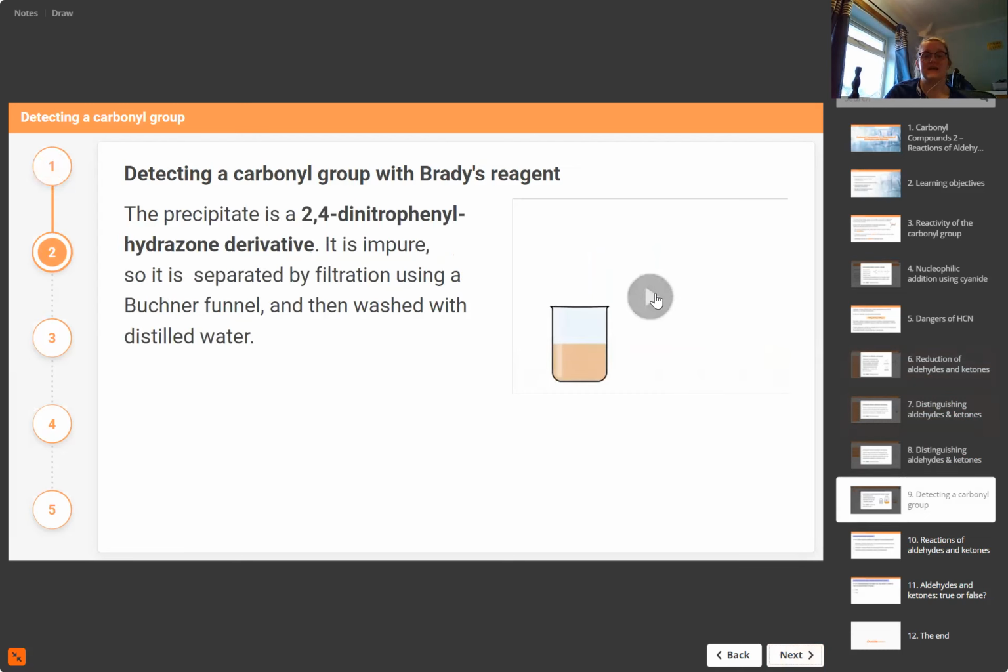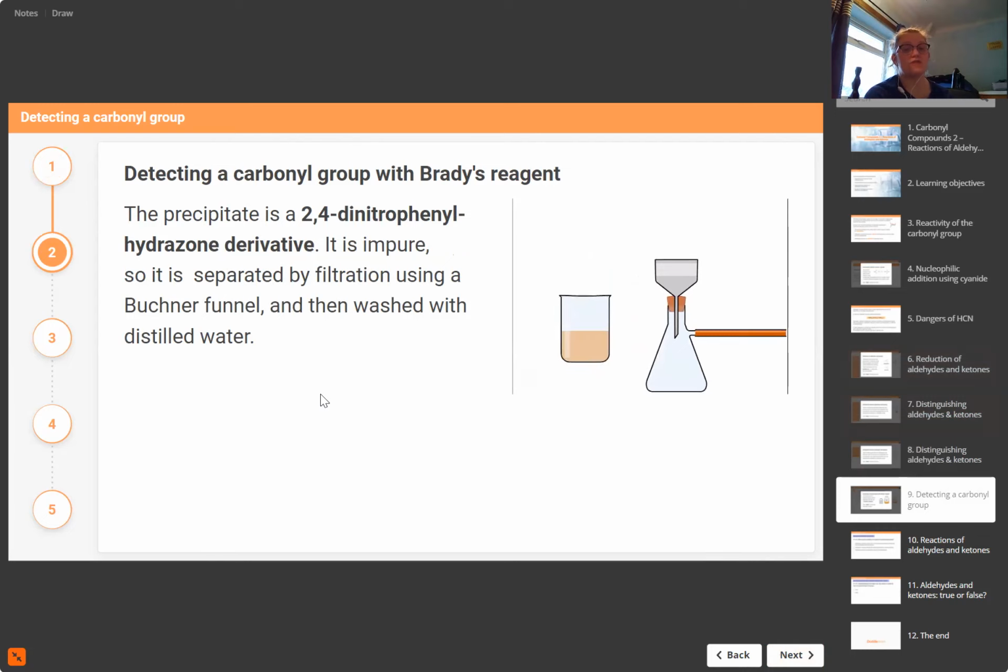The precipitate is a 2,4-dinitrophenylhydrazone derivative. It's impure, so it is separated using filtration, and we use a Buchner funnel and then wash this with distilled water. Remember, a Buchner funnel has a vacuum to pump away.